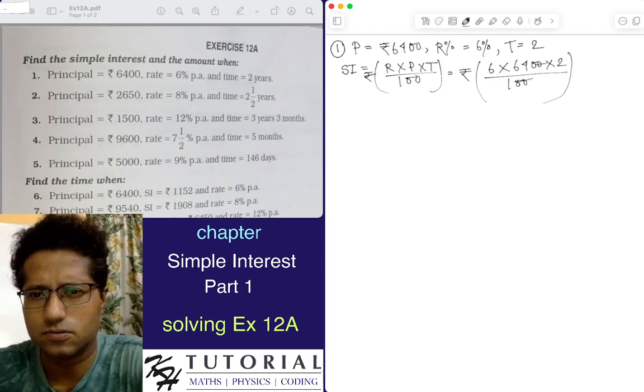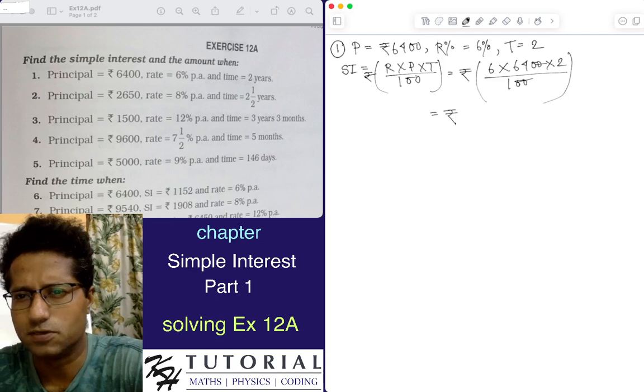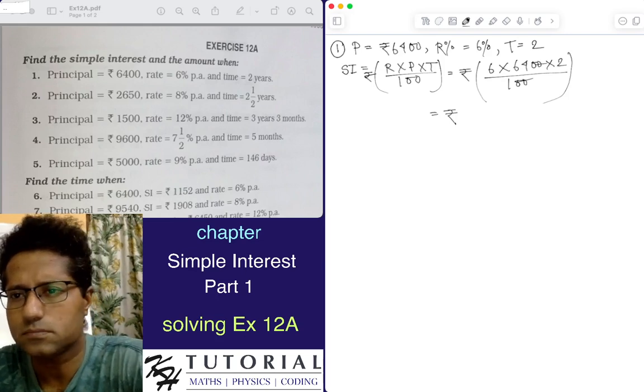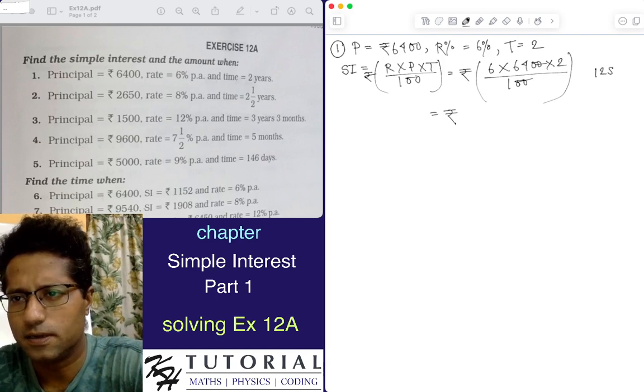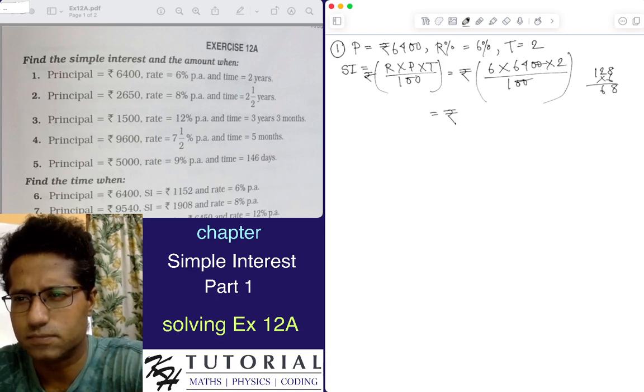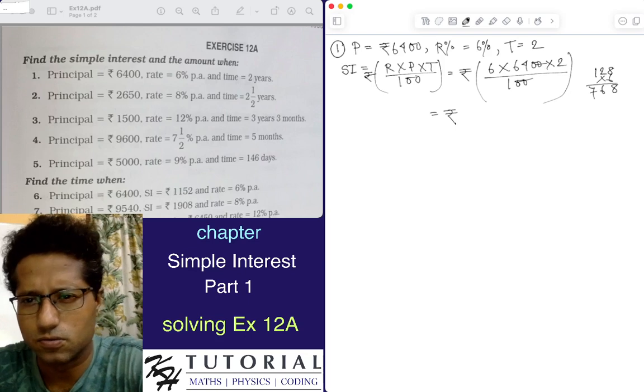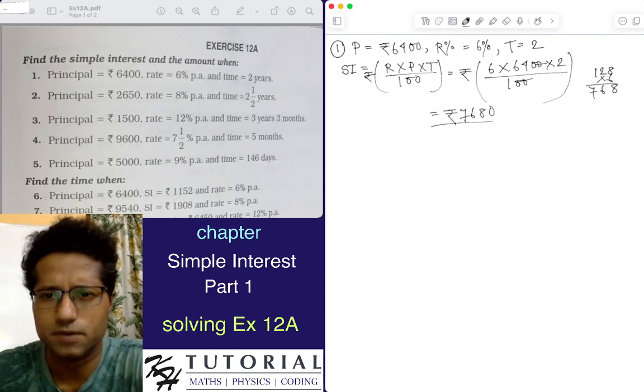The 0 cancels. So this is rupees, how much? 128 into 6. This is 48, 768. So 7680. This is the simple interest.